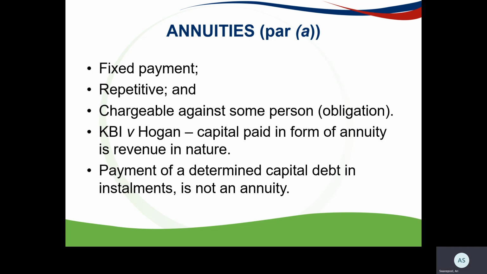But payments that are determined in respect of a capital debt and paid in installments won't be an annuity. So if there's a contract that says, I sell my business to you for so much, and the agreement says you must pay me that amount in 5 installments, that won't be an annuity, just the requirements of the contract, and it's a determined capital debt that's repaid.